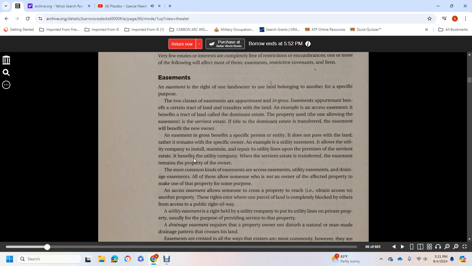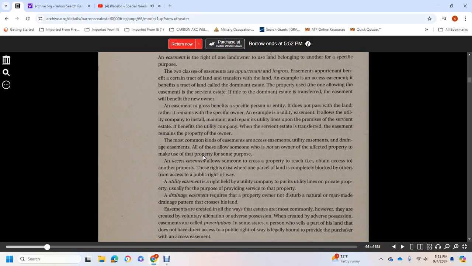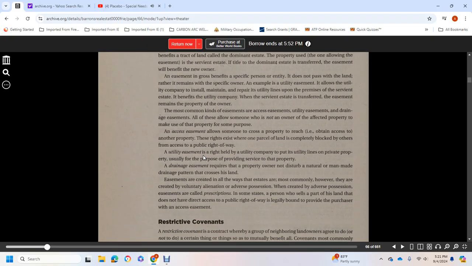An easement in gross benefits a specific person or entity, and it does not pass with the land; rather, it remains with the specific owner. For example, a utility easement allows a utility company to install, maintain, and repair its utility lines upon the premises of the servient estate. It benefits the utility company. If the servient estate is transferred, the easement remains on the property of the new owner. The most common kinds of easement are the access easement, utility easement, and drainage easement.